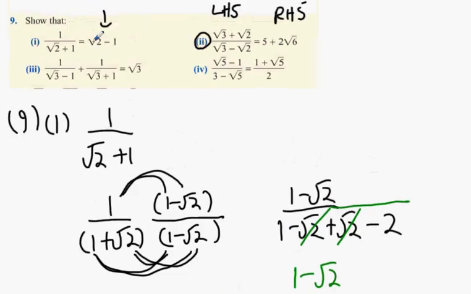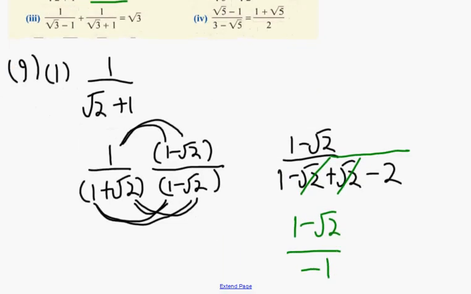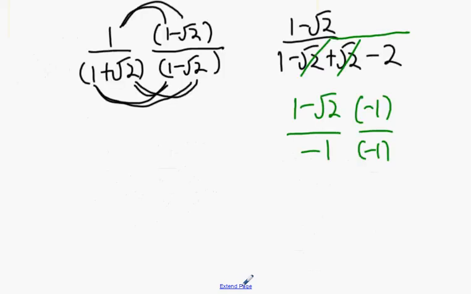It doesn't quite look like root 2 minus 1 does yet. What can I do to top and bottom? Cancel, yeah? And I get minus 1 times minus 1, which is 1 on the bottom, root 2 minus 1. Minus 1 times minus 1 is 1. Minus 1 times 1, minus 1, minus 1 times minus root 2 plus root 2. So the answer is root 2 minus 1.